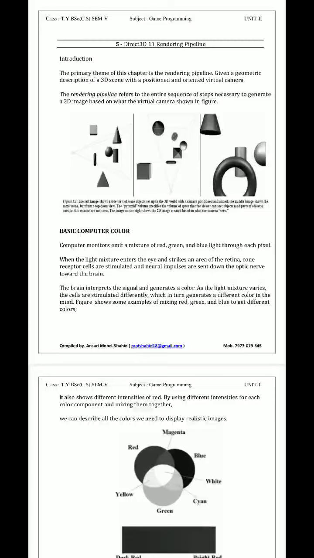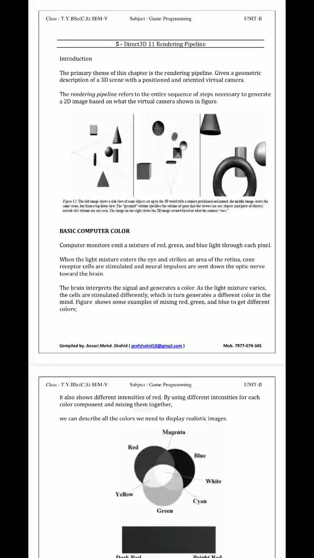Given a geometric description of a 3D scene with a positioned and oriented virtual camera, the rendering pipeline refers to the entire sequence of steps necessary to generate a 2D image based on what the virtual camera sees, as shown in the figure. So rendering creates the image as it is visible through a virtual camera. The computer monitor emits a mixture of red, green, and blue light through each pixel. So RGB is the actual pixel graphics being shown in rendering.